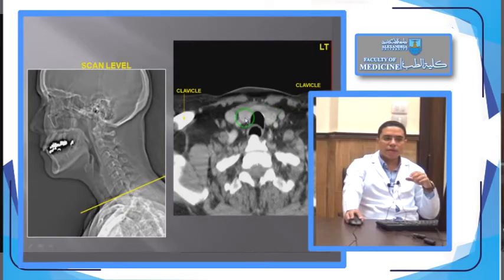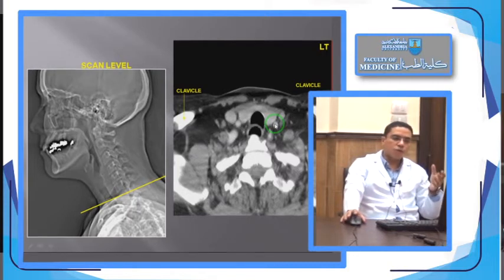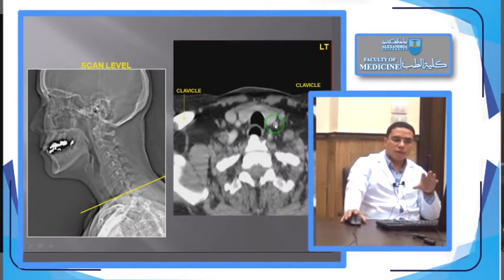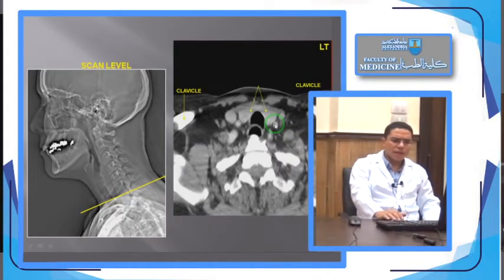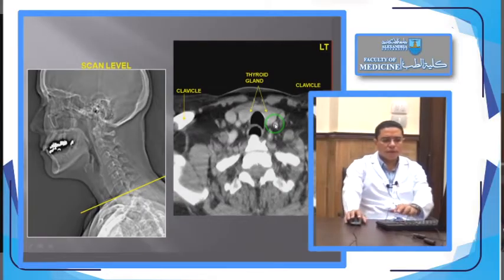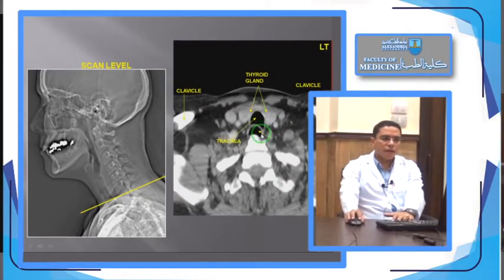Overlying the trachea here is the thyroid gland. So this is the right lobe of the thyroid gland, and this is the left lobe, and this is the isthmus. Laterally on both sides of the thyroid gland, we have the carotid sheath, the internal jugular vein, and the common carotid arteries. This is a very classical view that can show you the anatomy and the structures surrounding the thyroid gland. This is the thyroid gland, trachea. Behind the trachea is the esophagus.